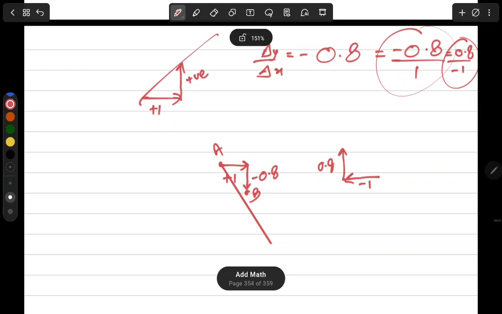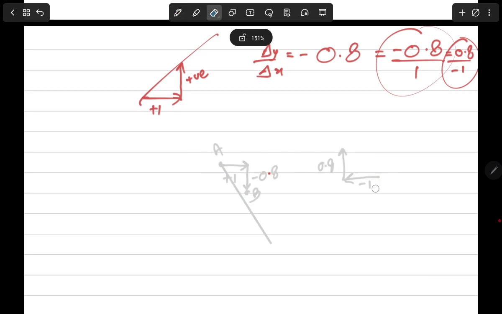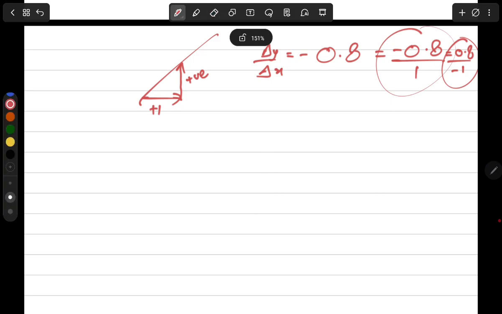So in the last video, we stopped at that negative 0.8 over 1 or 0.8 over negative 1 is one and the same thing, right? As we can see, this one is that you move positive 1 in the horizontal direction and negative 0.8 in the vertical direction. So the line goes like this.